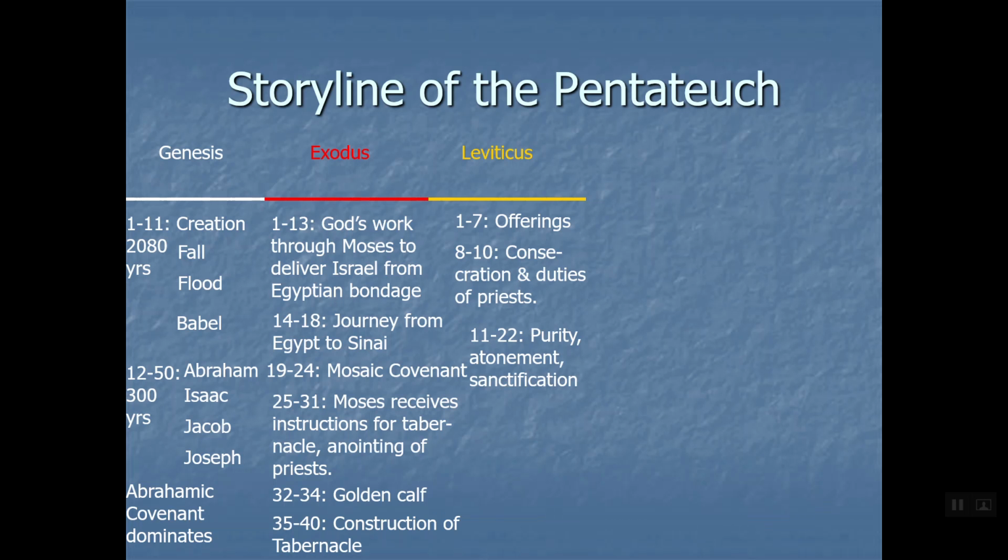Chapters 8 through 10 deal with the consecration and duties of the priests. Remember, the Levites were of the tribe of Levi, but not all of those were priests. They were a subset. They had to be a son of Aaron in order to be a priest. These priests were particularly charged with the temple service. What the Levites did was help with that. They weren't all priests. They helped, for example, move the tabernacle when they had to move to another place. But the priests were a subdivision within the Levites.